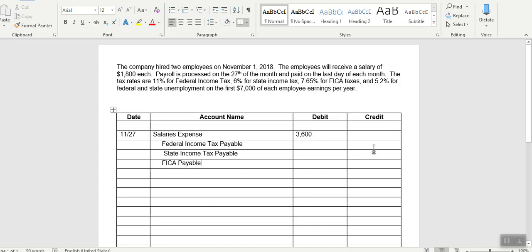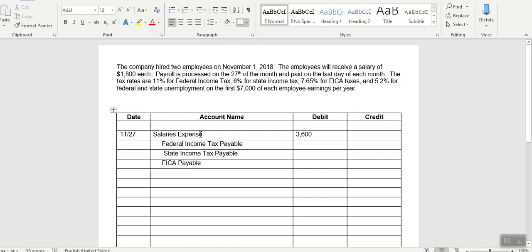All right, so we've got a debit. We need to record our withholdings. Those are all payables because we actually owe those to some taxing authority. So federal income tax withholding and FICA tax goes to the federal government, and then state income tax withholding goes to the state government. So we're basically acting as a conduit for those taxes.